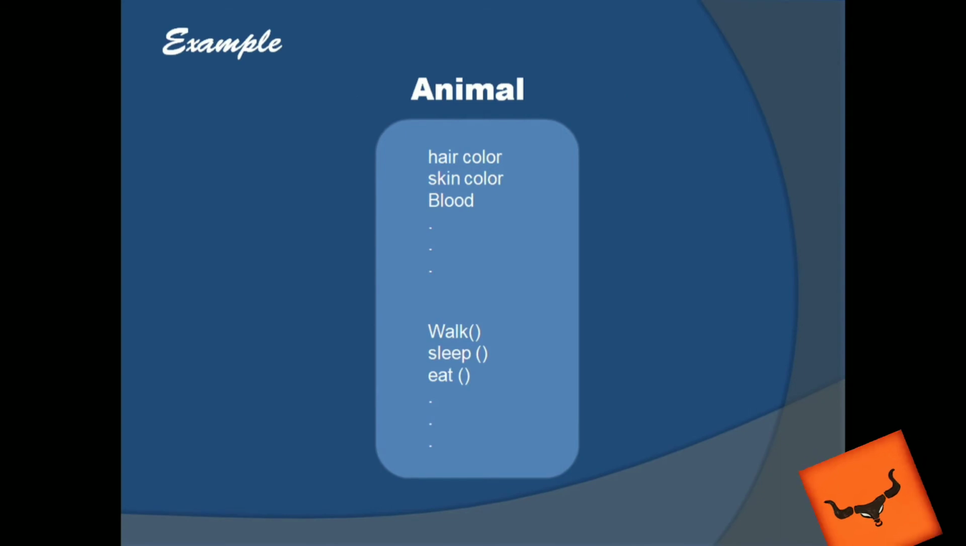Let's consider an example of a class. Here we have created an animal class which has hair color, skin color and blood as data, and walk, sleep, eat, etc. are some of the functions or methods associated with that animal class.